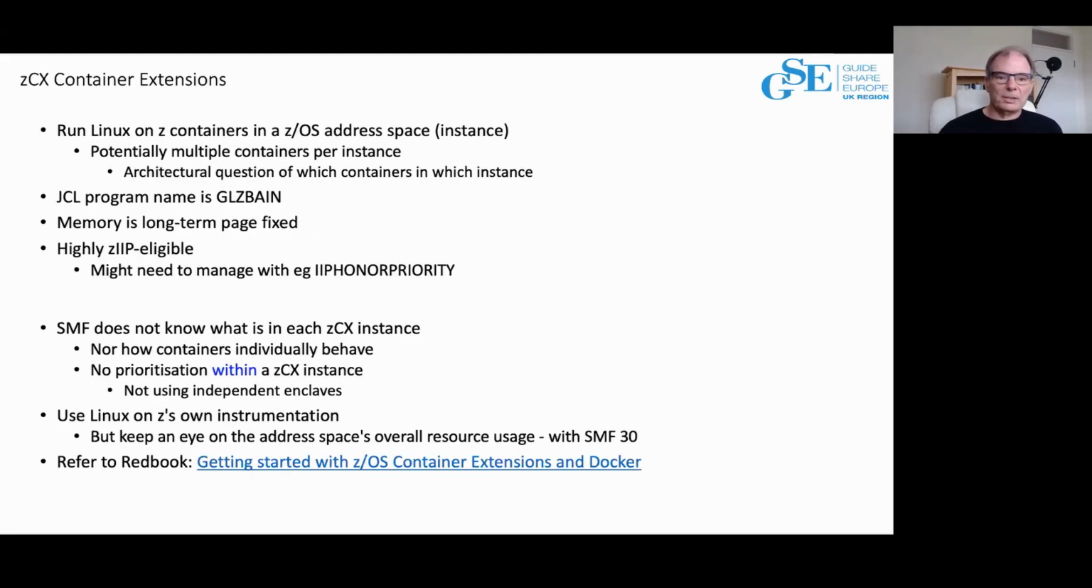Okay, zCX container extensions, very briefly now. There's a program name, as I said before. The memory is long-term page fixed. You may well see that. You may well see a lot of zIIP. One caution here, architecturally: we don't know what's in the zCX instance from SMF, because the SMF 30 basically is the whole address space. Now you have to use Linux's own instrumentation. And actually in this Redbook, I read the chapter where it talked about Linux on Z's own instrumentation for looking inside a container. These you want to watch out for, I think. I think you probably want a query that says, do we have anything with program name GLZBAIN?